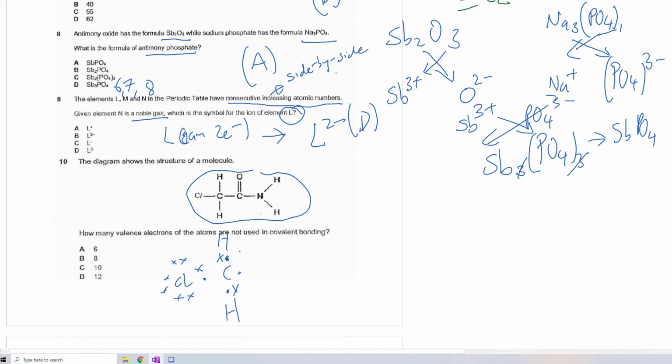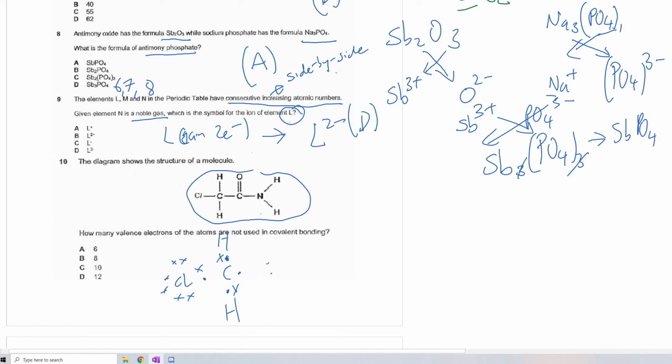Let's take a look at hydrogen. Hydrogen only has 1 electron in its outermost shell. It would require 1 electron to have the stable duplet structure. Hence, it has 0 electrons that are non-bonding. Alright, so let's move on.